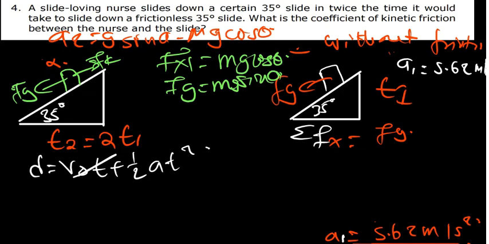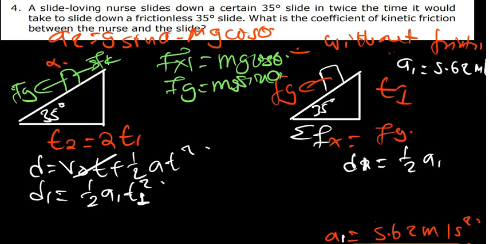So this is the D for 1, and I'll set it for 1: half acceleration 1 times T squared, where this is T1. This is the formula for the first one. So D1 is going to be equal to half A1 T1 squared. As simple as that.